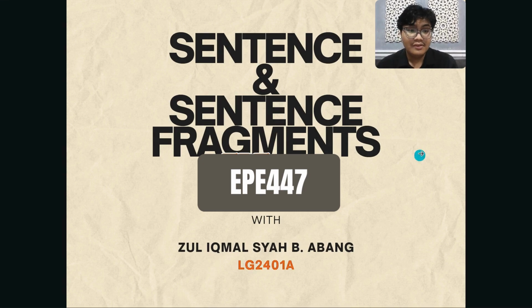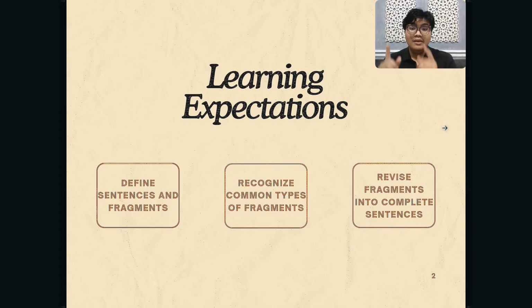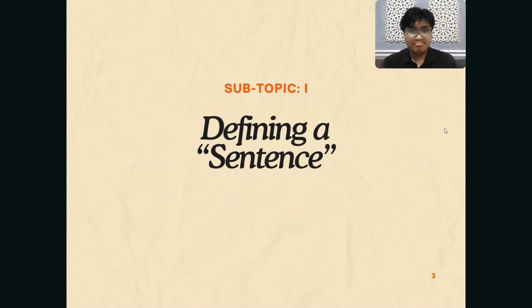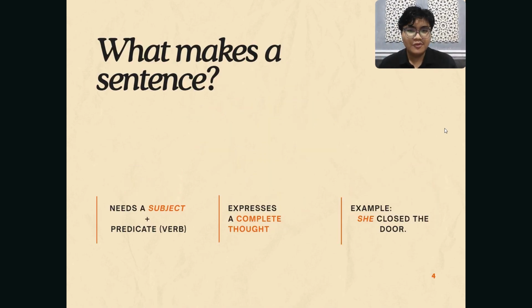But first, the learning expectations for this lesson are to define sentences and fragments, to be able to recognize common types of fragments, and to be able to revise fragments into complete sentences. So, first topic, get this out of the way first. What is a sentence? What makes a sentence? A sentence needs three things: a subject, a predicate or verb phrase, and it must express a complete thought. This is the most important part. So, having a subject, predicate, and complete thought.